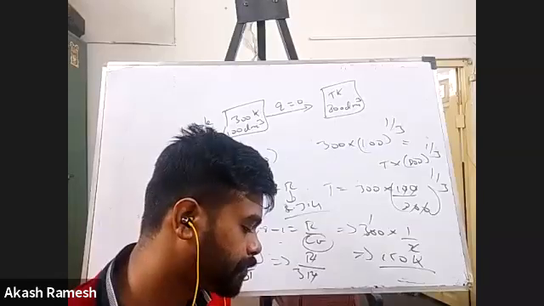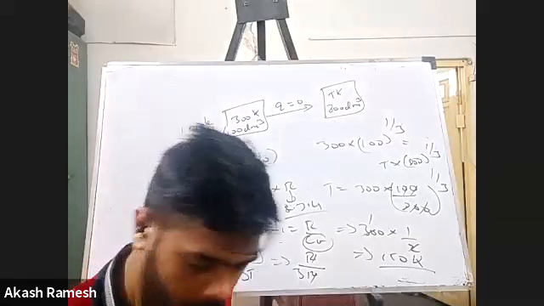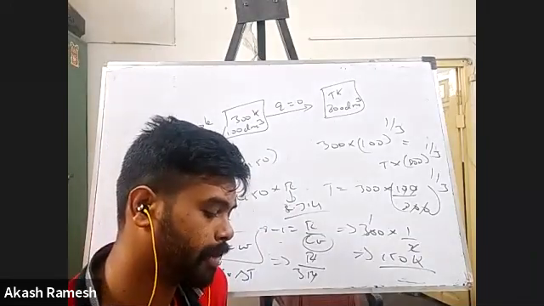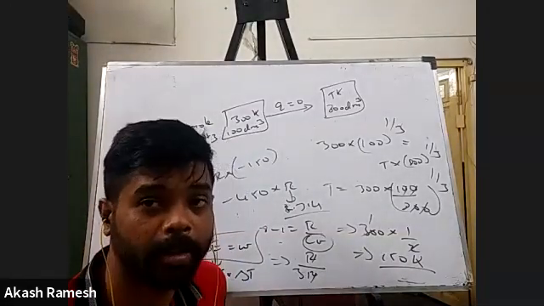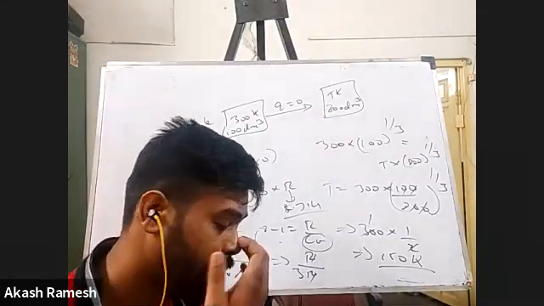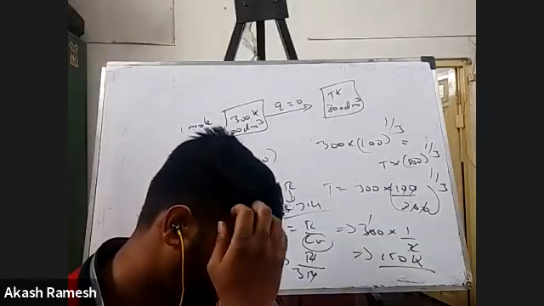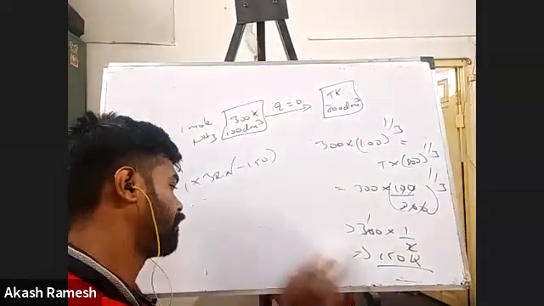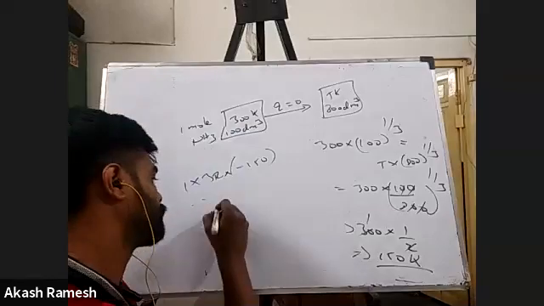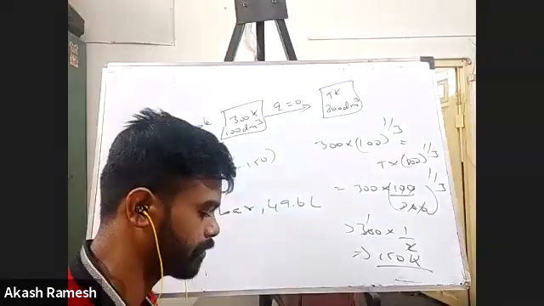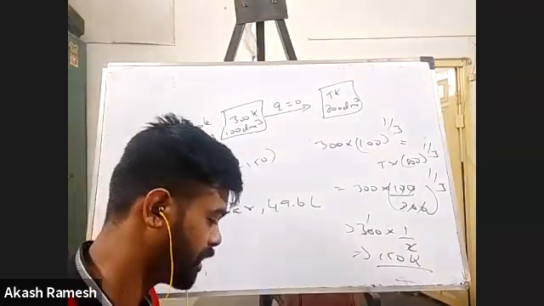It undergoes an isothermal reversible expansion, or reversible isothermal expansion, whatever it is, at 298 Kelvin from 1 bar and 49.6 liters. Okay, this is the initial state.